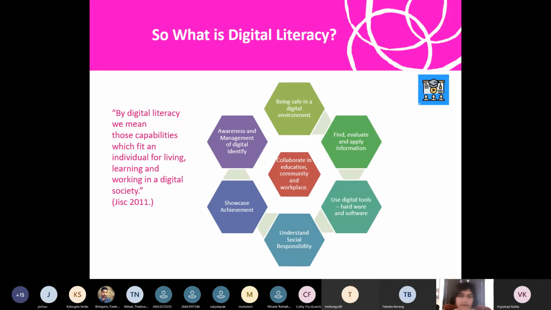I think as teachers and the community, we should work together so as to improve the learner's ability to manipulate the technology. Yes, the ability to use the technology. Now, digital literacy, use digital tools, hardware and software. So as you can see, different people are latching on to different elements.